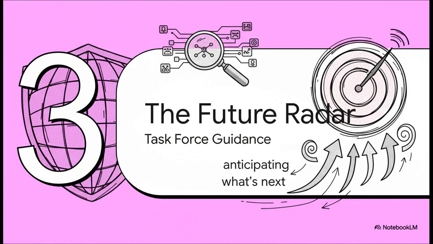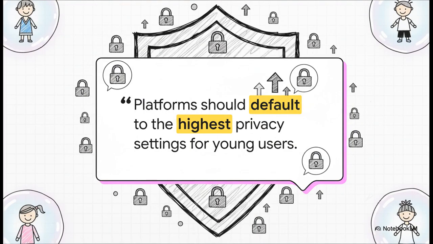All right, we've got our core. We've got our wall. The final layer of our shield is what I like to call the future radar. This comes from the U.S. Kids Online Health and Safety Task Force, and it's all about seeing what's coming down the road. This single quote, it really gets to the heart of it all. Platforms should default to the highest privacy settings for young users. This is a huge, game-changing idea. It's a shift away from making safety something you have to opt into and toward making safety the default setting from the start.